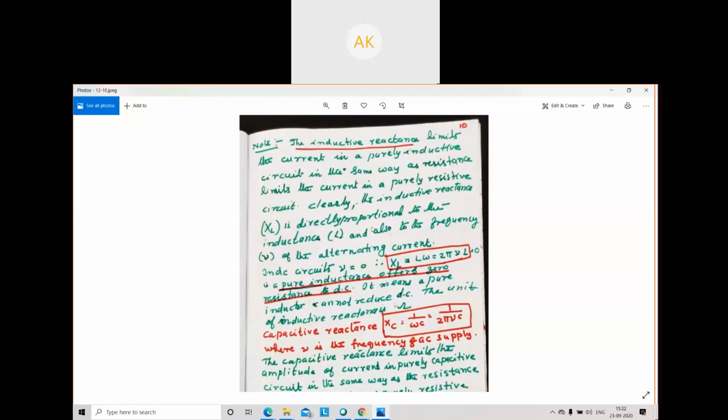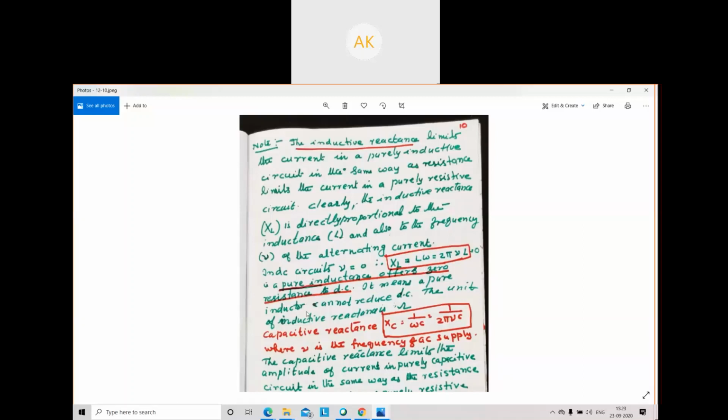So is an inductor used to reduce AC or DC? I will ask a question. Vaishak, are you there? AC. Yes, correct. An inductor is used to reduce AC current. To DC it gives an easy path because reactance is 0, so it offers 0 resistance. It gives an easy path to DC, but it offers resistance to AC.